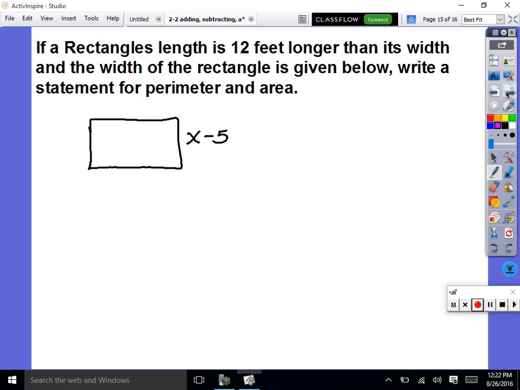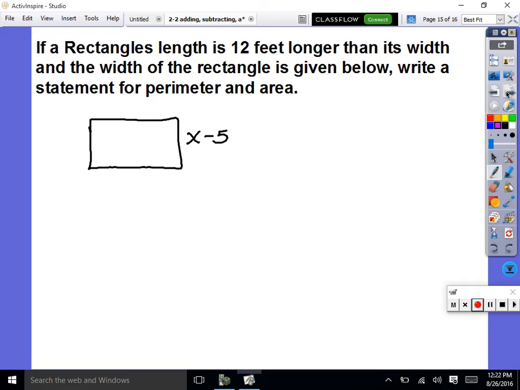You guys struggled with this one a lot more than I thought you would when we were doing the quadratic stuff. This isn't quadratics, but I want to help you if you need it. So let's read this. If a rectangle's length is 12 feet longer than its width, and the width of the rectangle is given below, write a statement for perimeter and area. Would you know how to do that? Or do you want me to go through this and this will be my last example? It's up to you. I'm here to help you, but not waste your time. You want to go through it?